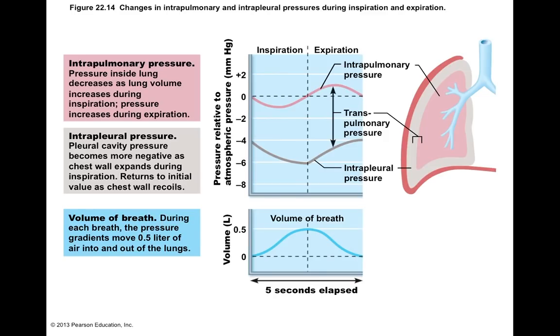All right, guys, cool. So if we just wrap up on this slide here, what we're looking at are those volumes and pressures, okay? So let's look at intrapulmonary pressure. That's within your lungs. Intrapleural pressure is in the pleural cavity, and this is the volume of breath. So if this is the volume of breath, we have inspiration, expiration, or inhalation, exhalation. And you see it goes up to 500 milliliters.